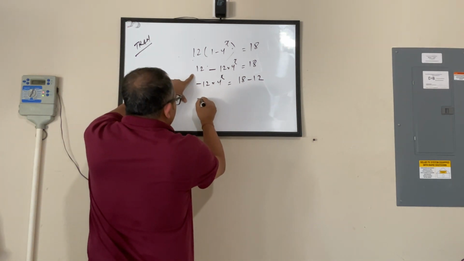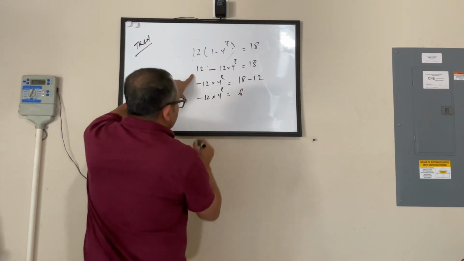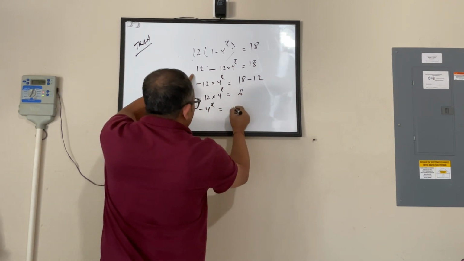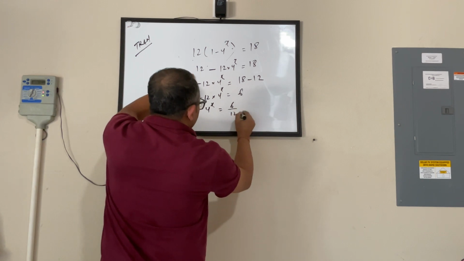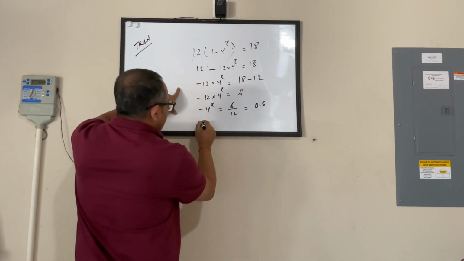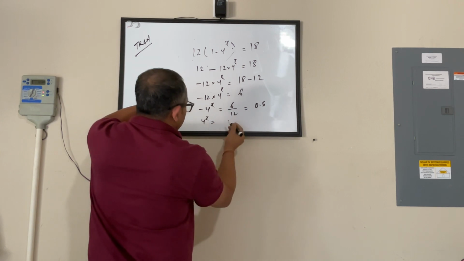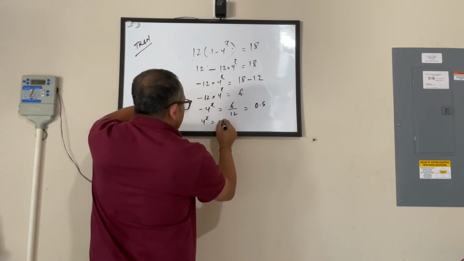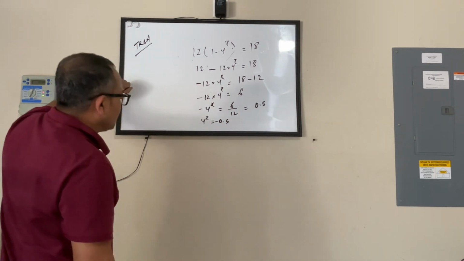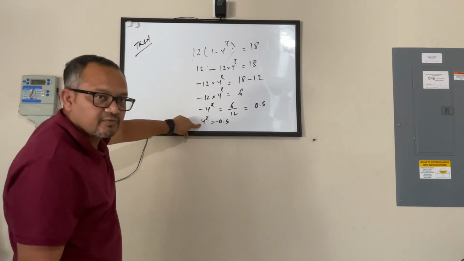So this becomes minus 12 into 4 to the power x equals 6, or minus 4 to the power x equals 6 by 12, which is 0.5. Now I can say 4 to the power x equals minus 0.5. Okay. Now let's make it value base 4.